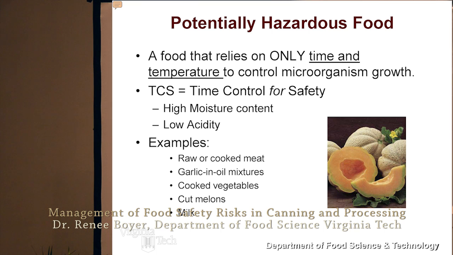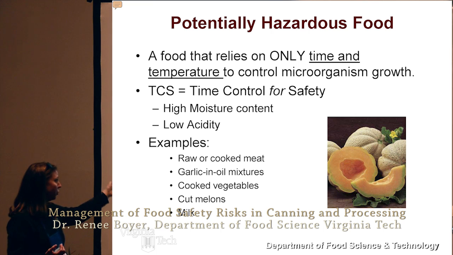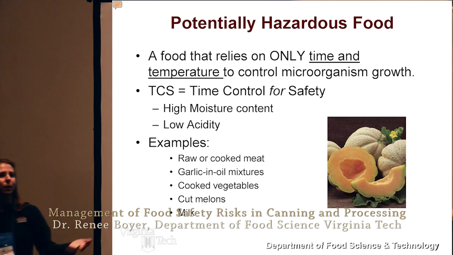There's a category of foods that are called potentially hazardous foods, okay? Now, acidity and water activity, you can control. Potentially hazardous foods, the only thing that you can control with those foods in order to prevent microorganisms from growing is time and temperature. Okay, so these are going to be foods like cooked fresh vegetables, cut melons, milk, things that you just typically store in your refrigerator.